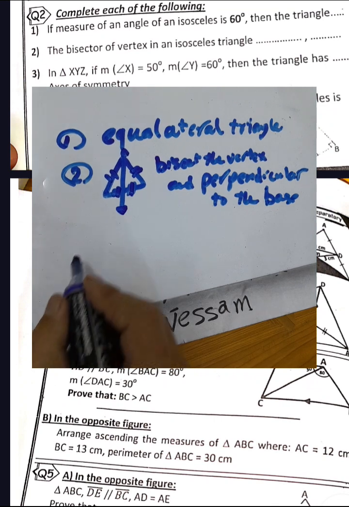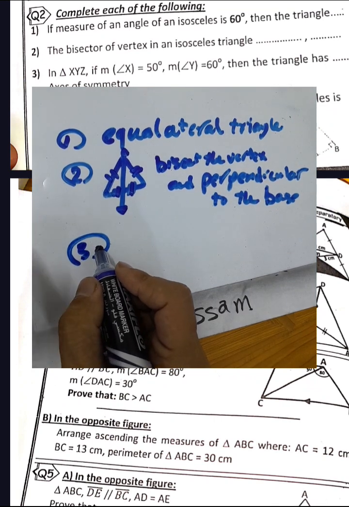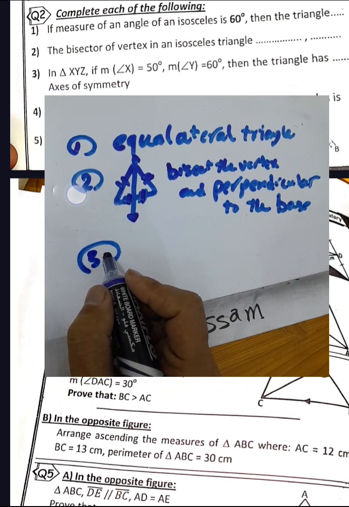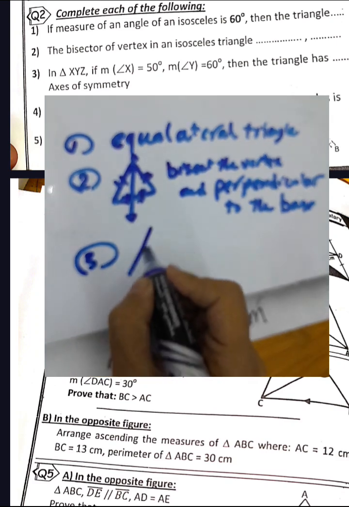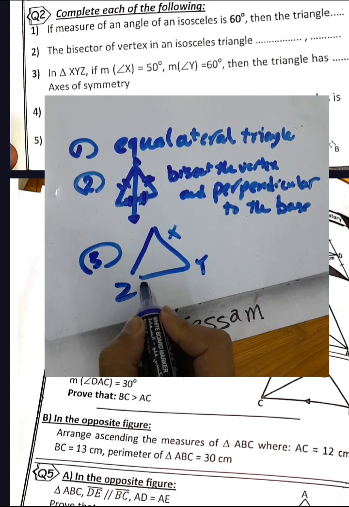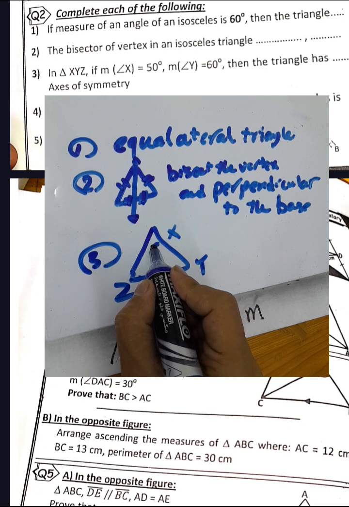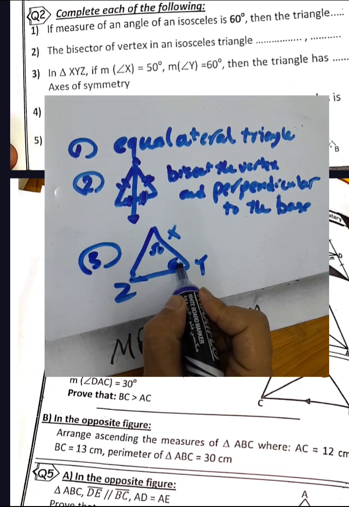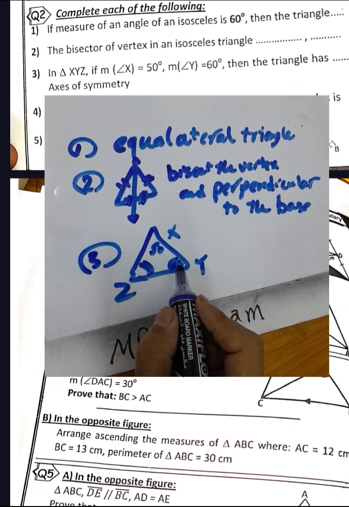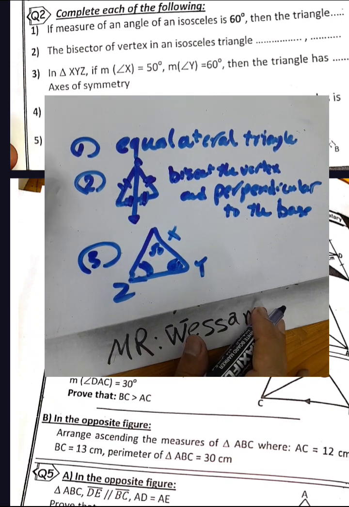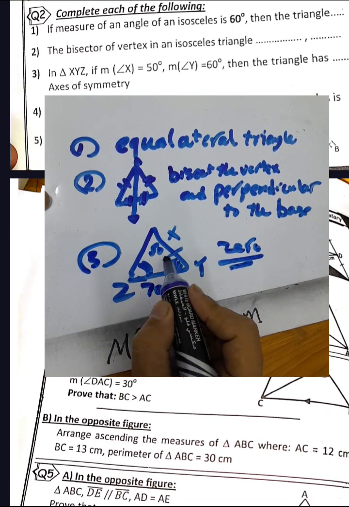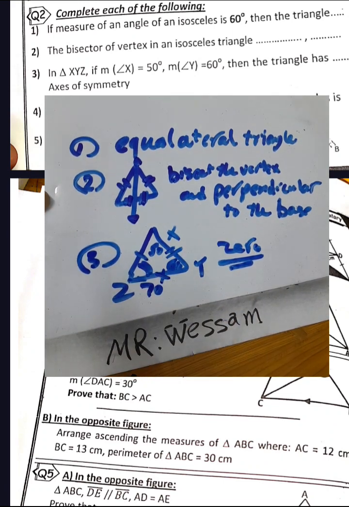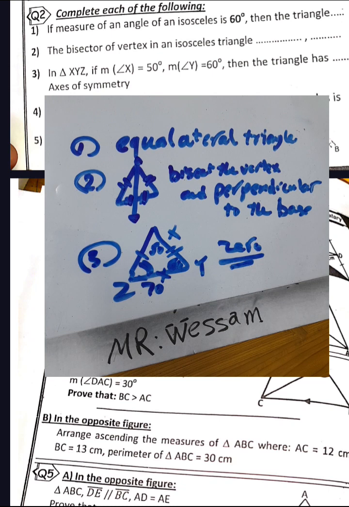Question number 3. In triangle XYZ, the measure of angle X equals 50 degrees and the measure of angle Y is 60, then how many lines of symmetry does the triangle have? We have triangle X, Y, and Z. Angle X is 50, angle Y is 60. We can find the measure of angle Z: 60 plus 50 is 110, subtracted from 180, it will be 70 degrees. Then we have zero lines of symmetry because it will be a scalene triangle. All sides will not be equal in length.